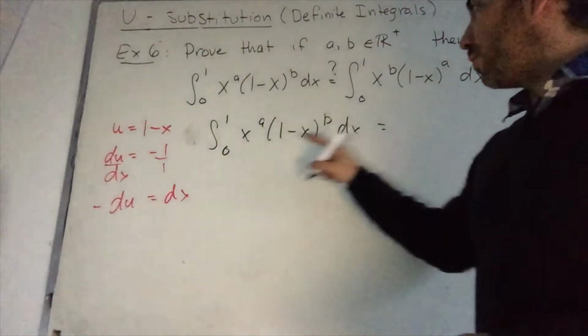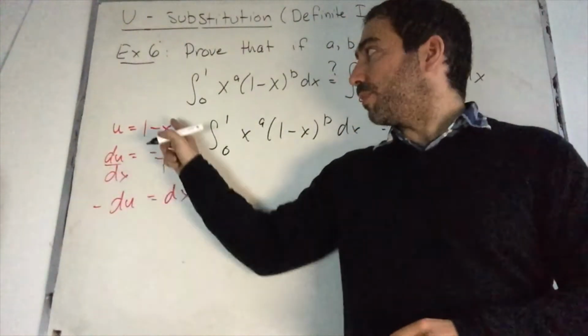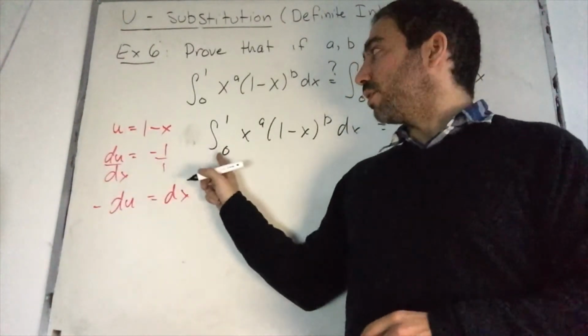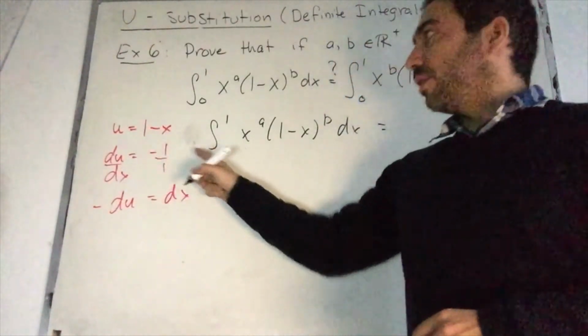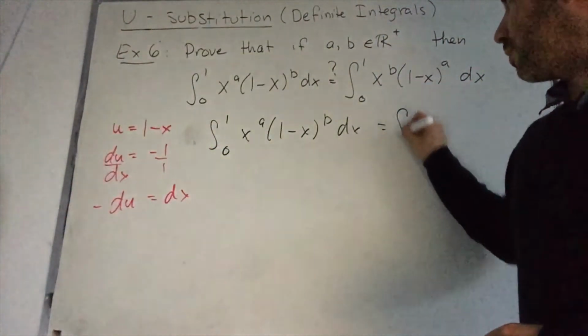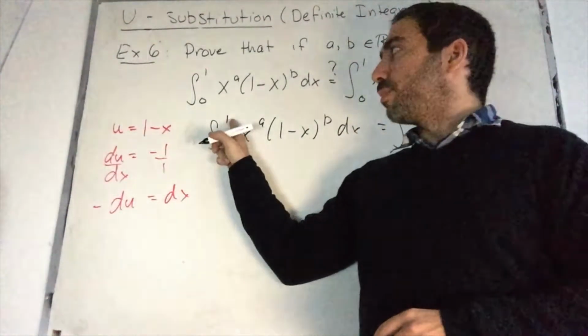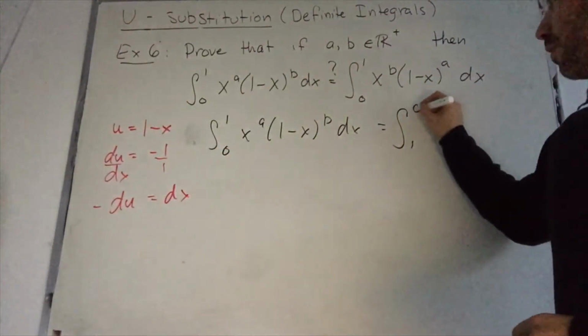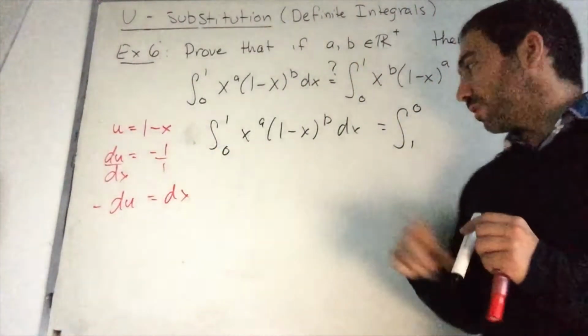We said this is equal to, we're using a u substitution, but it's a definite u substitution, so we have to change the bounds. The lower bound is 0. If you plug in 0, you get 1 minus 0, which is 1, so the lower bound turns into 1. And the upper bound is 1, so if we substitute 1 here, we have 1 minus 1, which is now 0. Okay, so we have now the integral from 1 to 0.